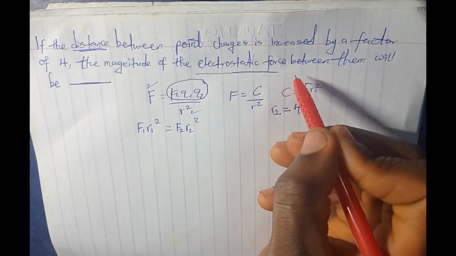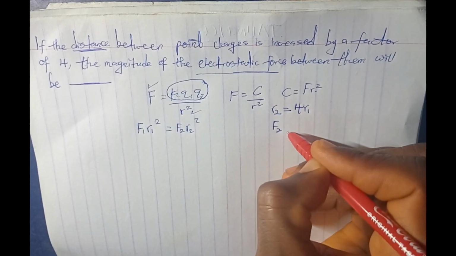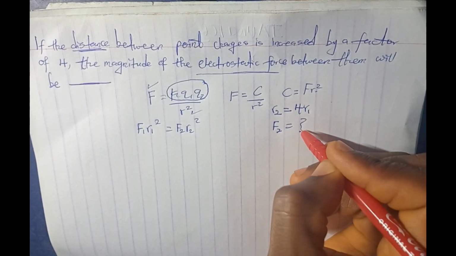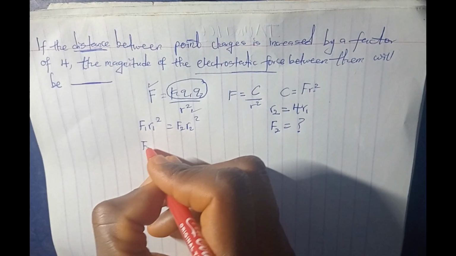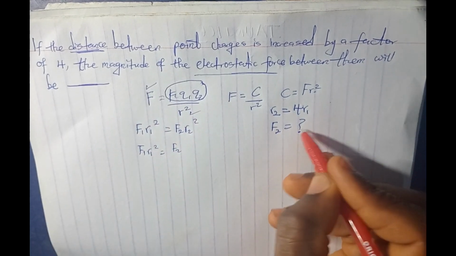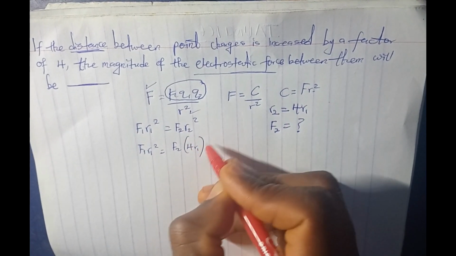The magnitude of the electrostatic force will be what? That's the new force of attraction or repulsion. That's what they're looking for. So in this question, what they want us to find is F2. So I have F1 R1 squared is equal to F2 R2 squared. Now R2 is given by 4R1, that 4R1 all squared.